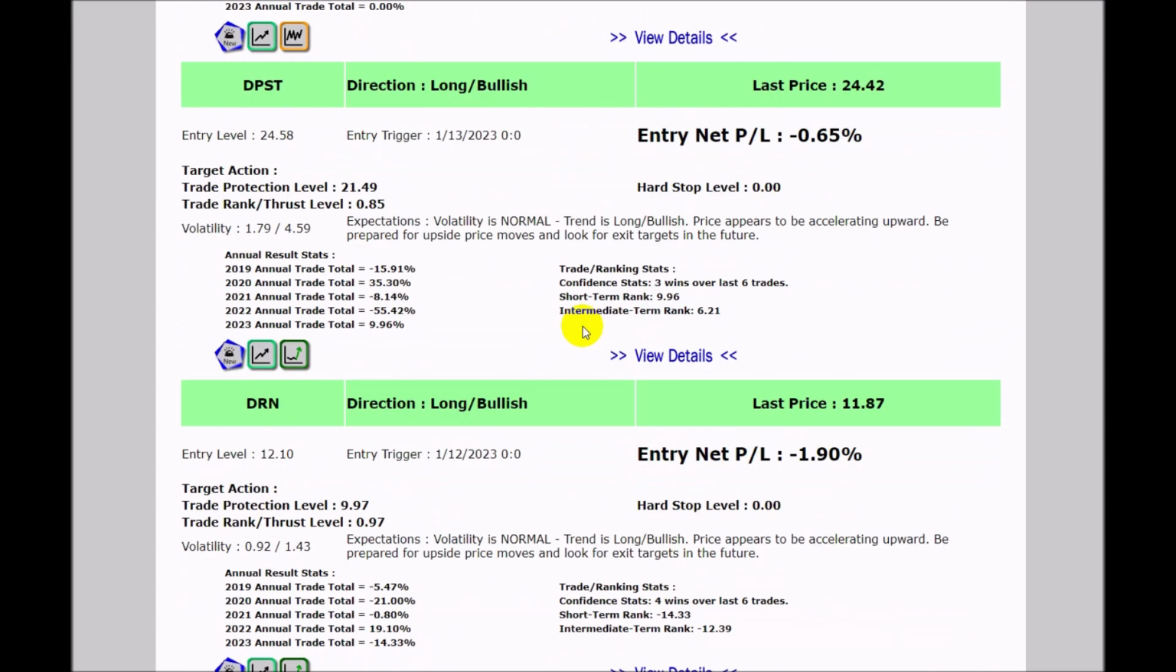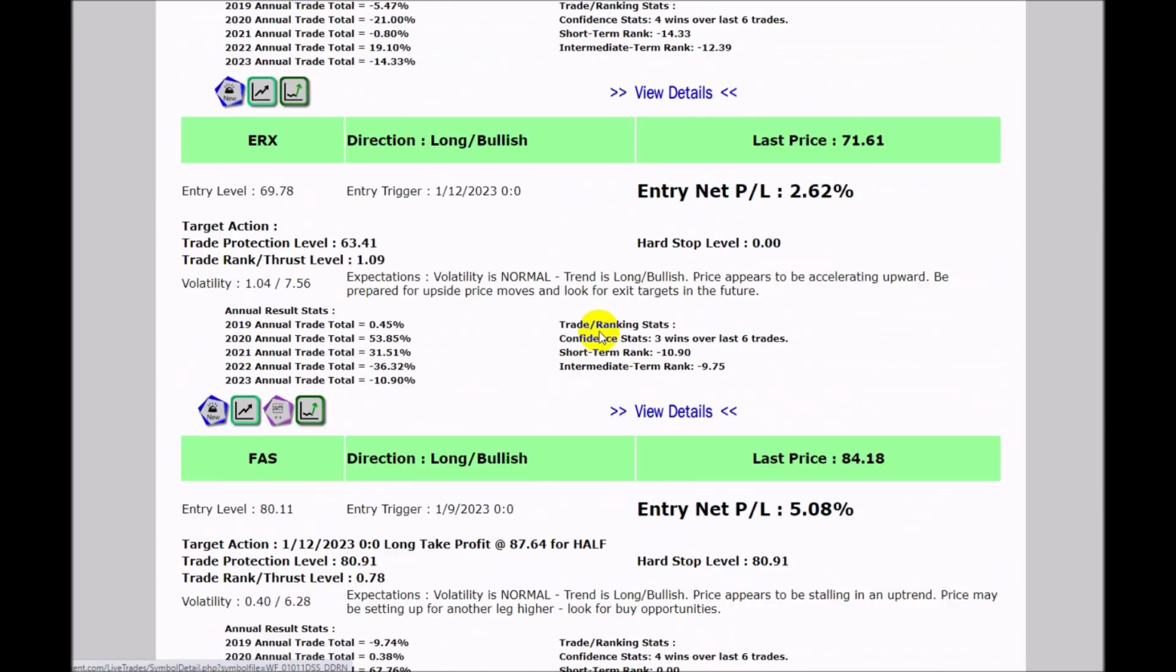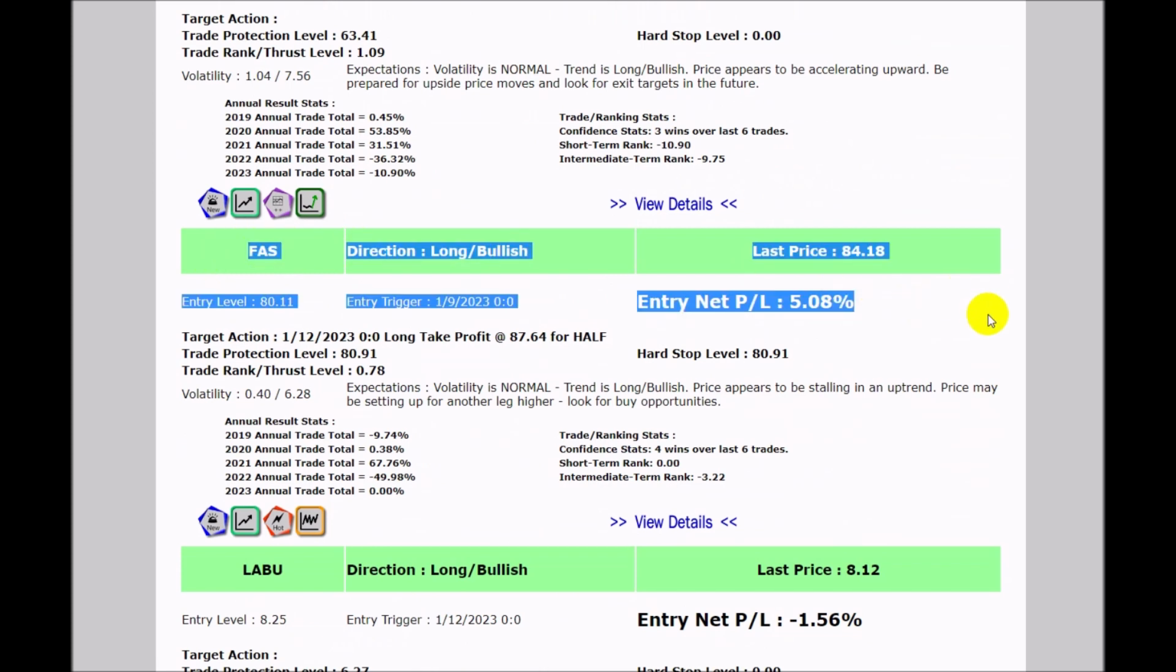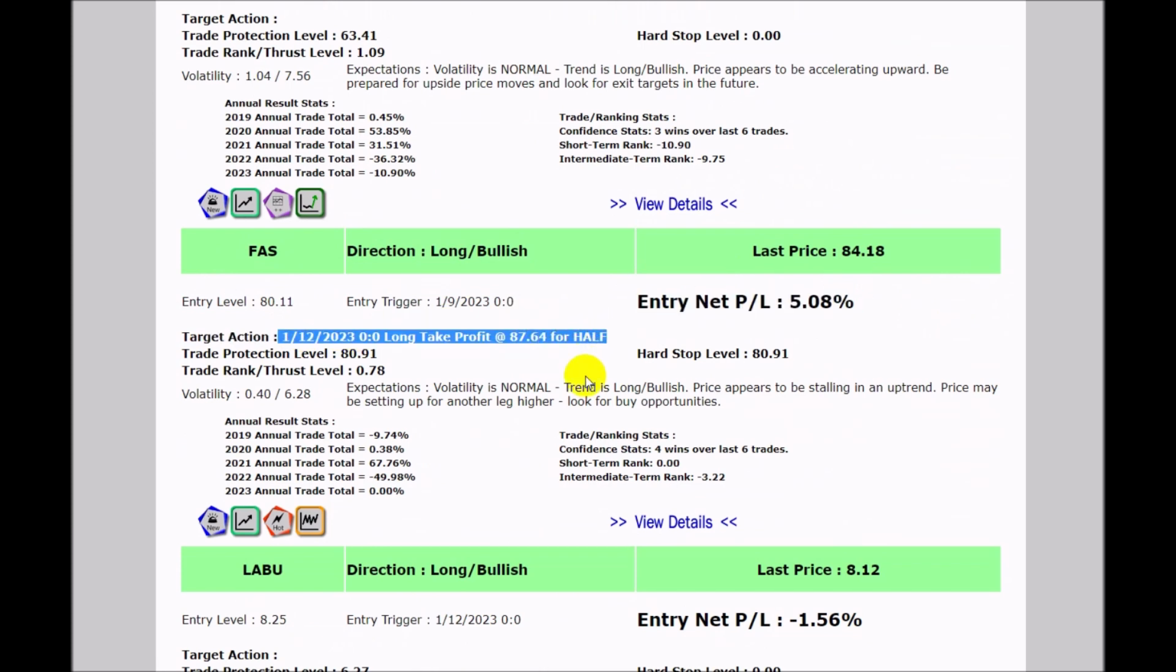When we get into trades that have already taken an action, like this one in FAS, it is a long trigger, up 5.08%, and there may be a trade action here. So on 1/12, we sold half of the position at 87.64. Remember, we got in at 80.11 right over here. We sold half of the position for 87.64. We moved our protection level up to 80.91, which is where we have a hard stop level right over here. And we're letting this trade continue to move.